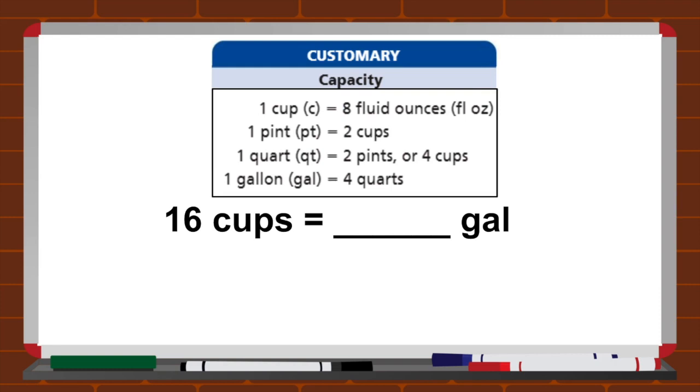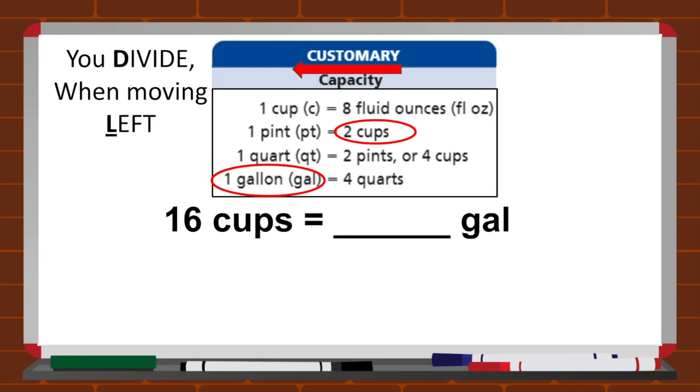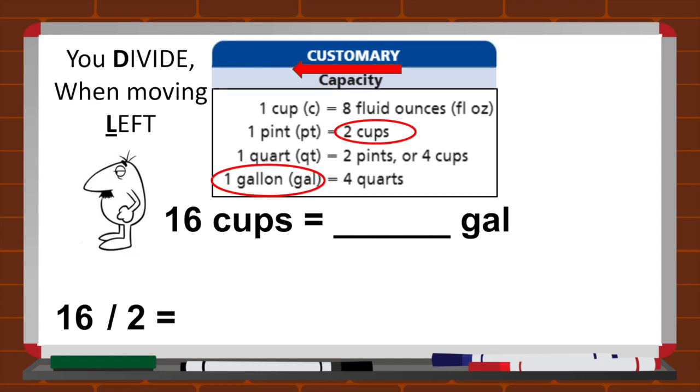So now in our second example, we have 16 cups and we need to go to gallons. Here's our cups. Here's our gallons. You will notice that we are moving left. You divide when moving left. Mr. Dull is standing here and his nose is facing left. We also have to climb down. So you'll notice we have 16. That's what we have, 16 cups. And we are going to start by dividing by 2. This is going to give us 8.